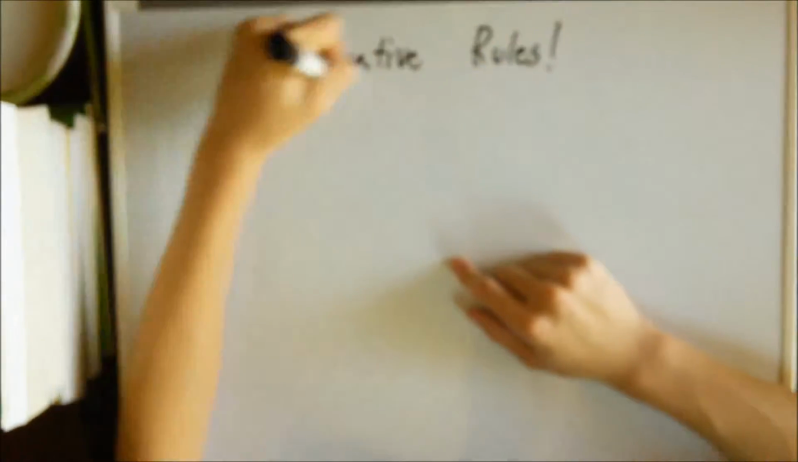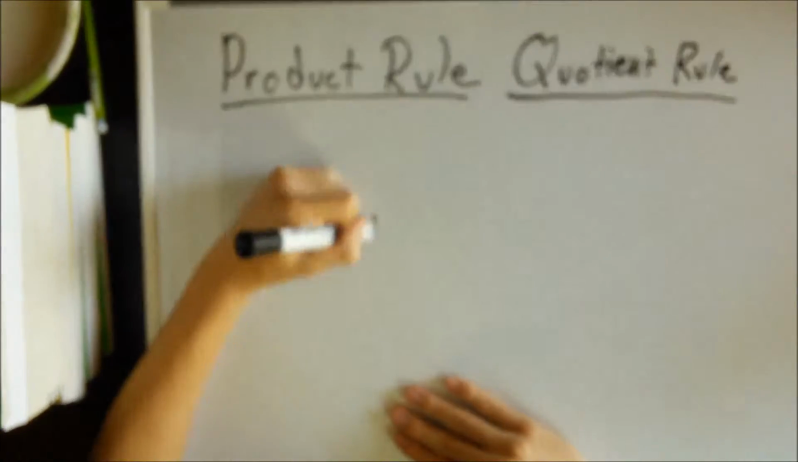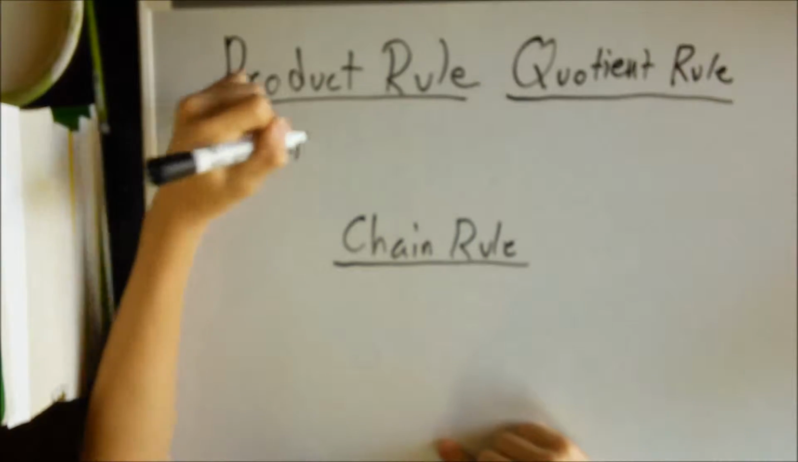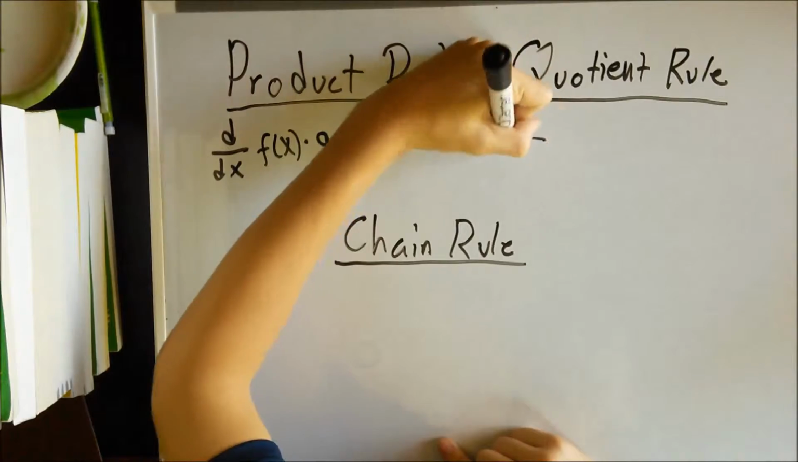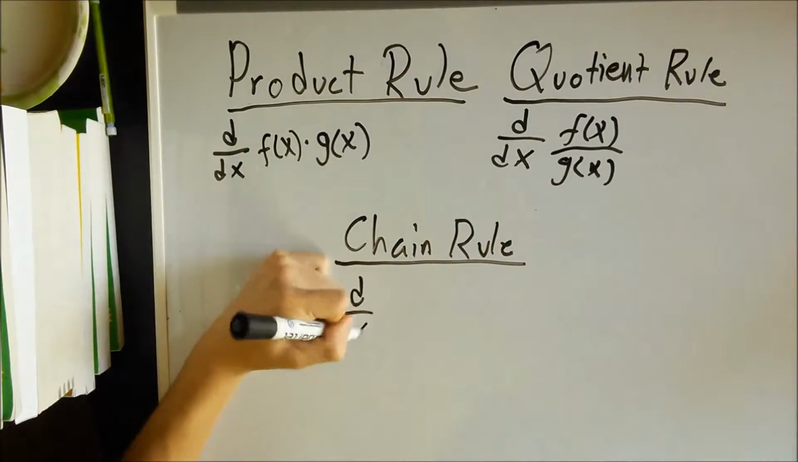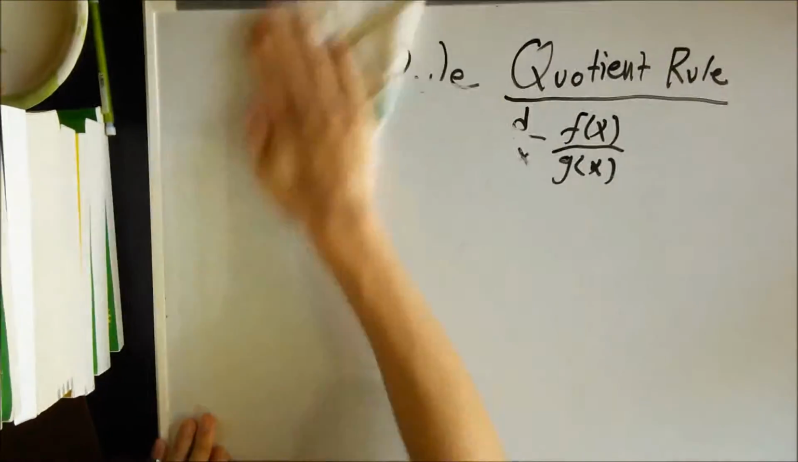Hi, today I'll be talking about 3 different types of derivative rules. The first rule I'll be talking about is product rule, the second will be quotient, and the third is chain rule. So product rule involves taking the derivative of a function times another function. Quotient rule involves taking the derivative of a function divided by another function, and chain rule involves taking the derivative of a function inside of another function.